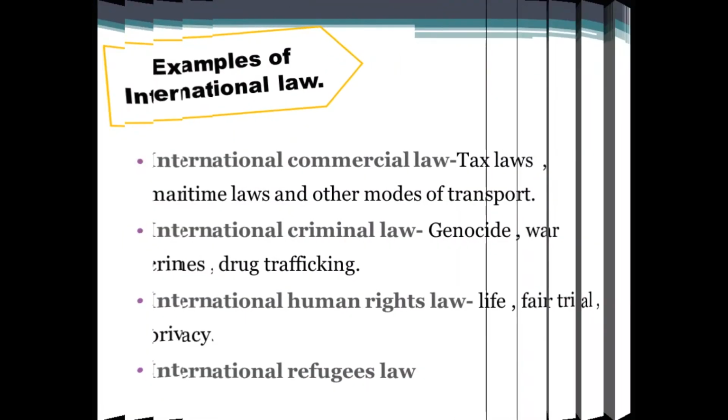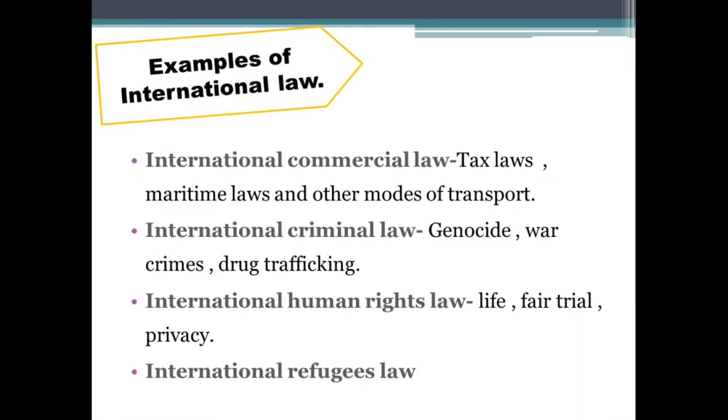From all we have covered in this section, I think we can already deduce the examples of international law. Let me just mention a few while we are winding up this section. Number 1, international commercial laws, like tax laws and other modes of transport. Number 2, international criminal law, which includes war crimes, drug trafficking, and crimes against humanity.